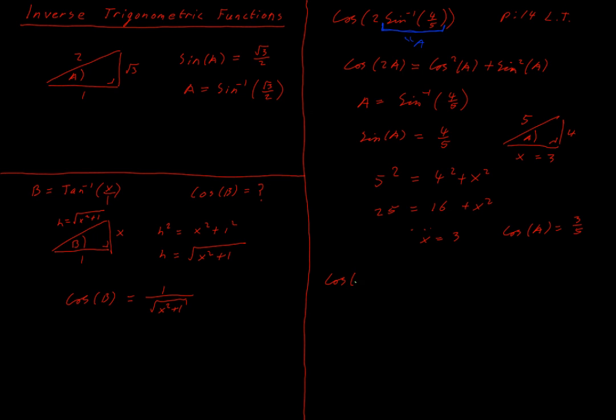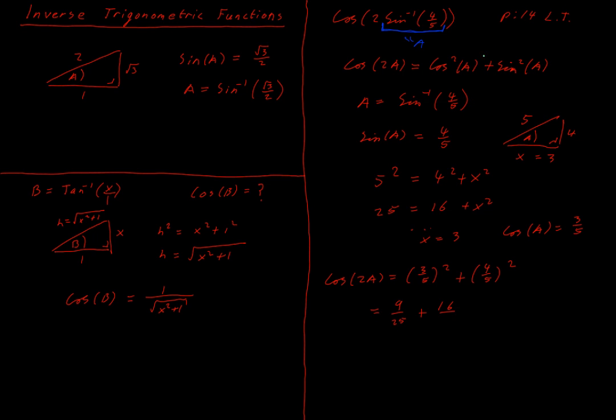So cos of 2A is going to equal cos squared A, which is 3 over 5 squared, plus sine squared A, which is 4 over 5 squared, which is equal to 9 all over 25 plus 16 all over 25.